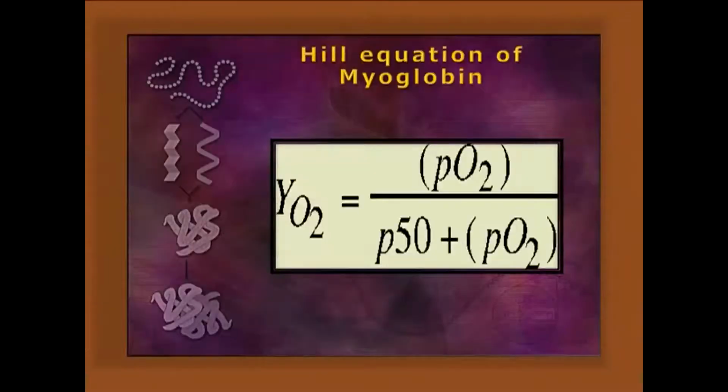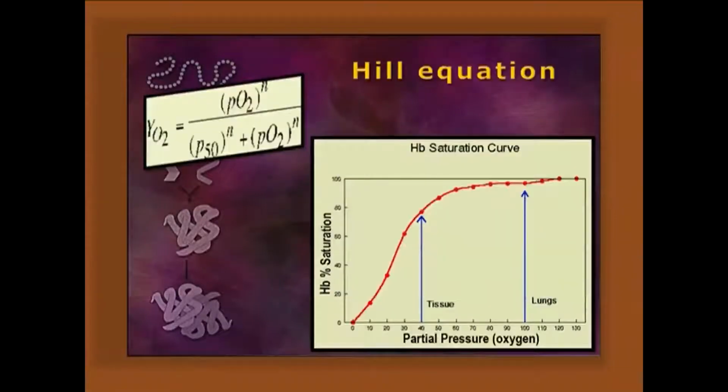Now, Hill equation. In case of the myoglobin, YO2 is equal to the partial pressure of oxygen PO2 divided by P50 plus PO2. But here in the Hill equation, YO2 or fractional saturation will be equal to PO2 to the power n divided by P50 to the power n plus PO2 to the power n. n is the Hill coefficient that designates the degree of cooperativity, 1 for myoglobin, 3 for hemoglobin. And here we can follow the oxygen saturation curve as well.